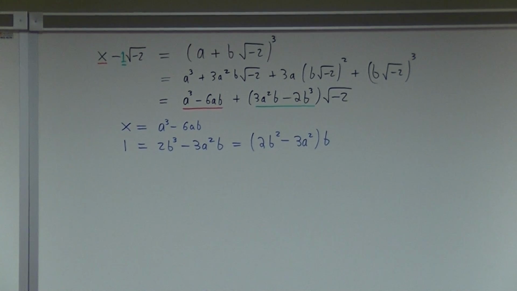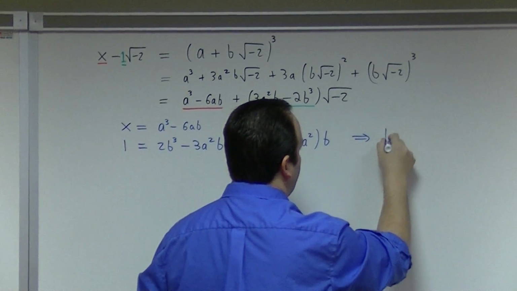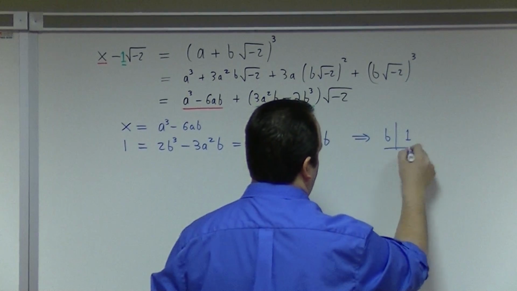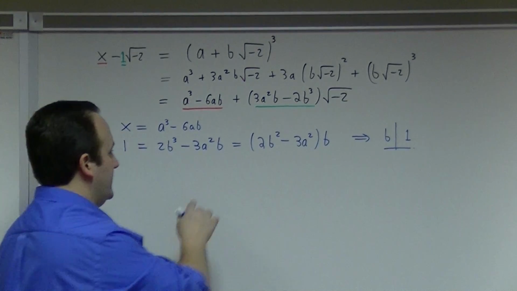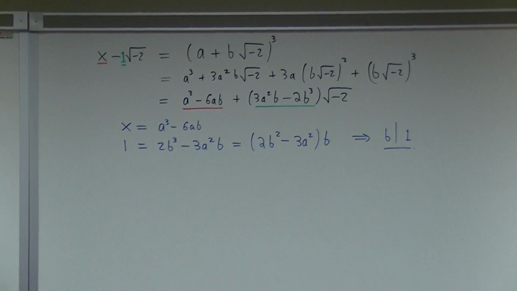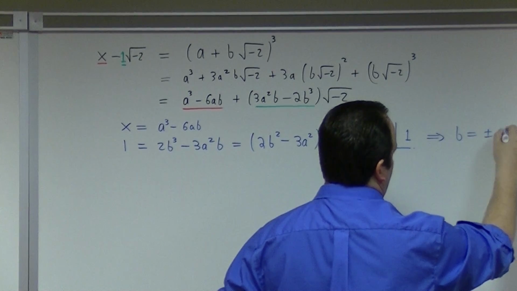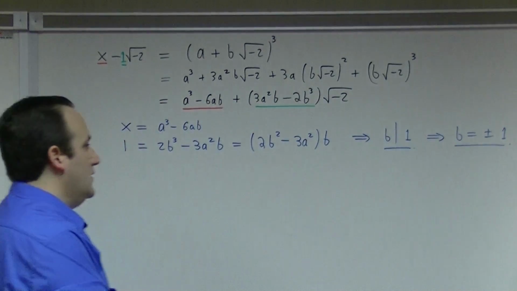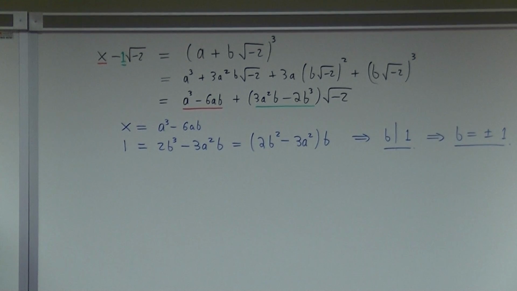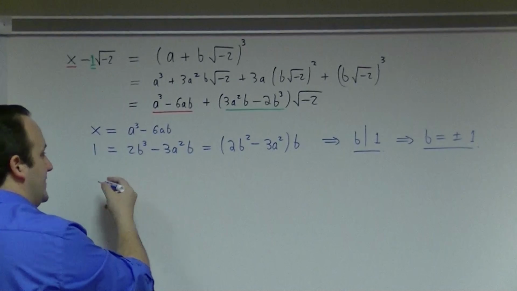So what does this say? This says, in particular, that b is a divisor of 1, right? See that? So what are your choices? If b is an integer, what are the divisors of 1? So b is plus or minus 1. Now, I think the easiest thing to do is just break into cases, right?